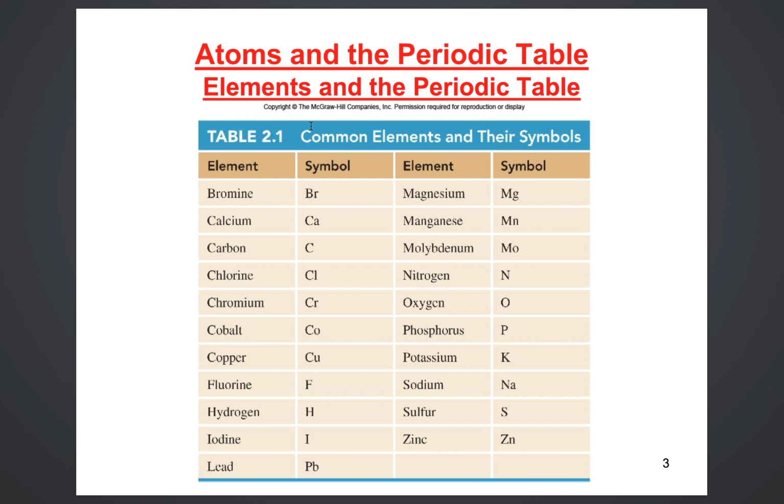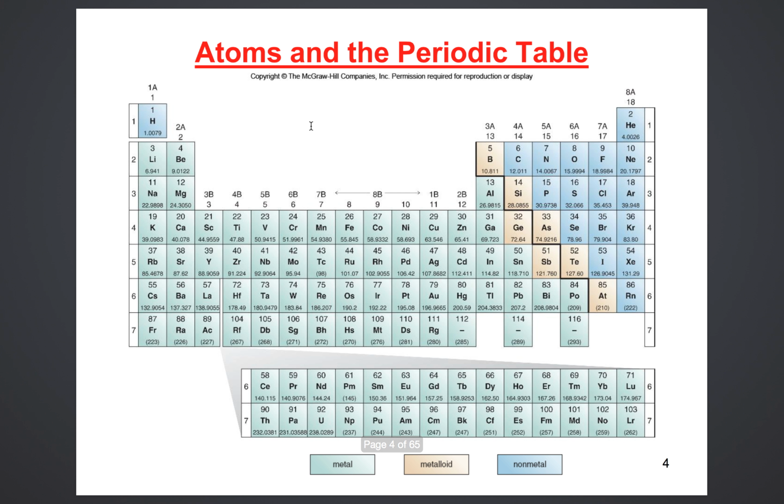Bromine is Br, calcium Ca, carbon C, chlorine Cl, chromium Cr, cobalt Co, copper Cu, fluorine F, hydrogen H, iodine I, lead Pb, magnesium Mg, manganese Mn, molybdenum Mo, nitrogen N, oxygen O, phosphorus P, potassium K, sodium Na, sulfur S, zinc Zn.